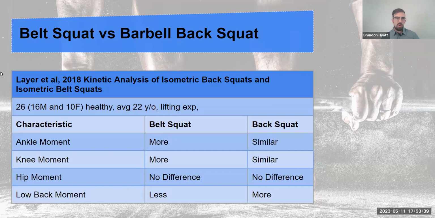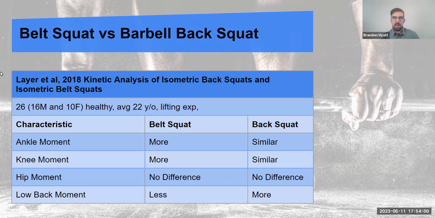Got one more, and we can see that there's more of an ankle moment and more of a knee moment in the belt squat. So it seems like it's a little more knee dominant. That makes sense. You're very upright. You don't need to bend the torso, bend the trunk a lot, and that is what gets a lot of posterior chain activation. So this is making sense to me.